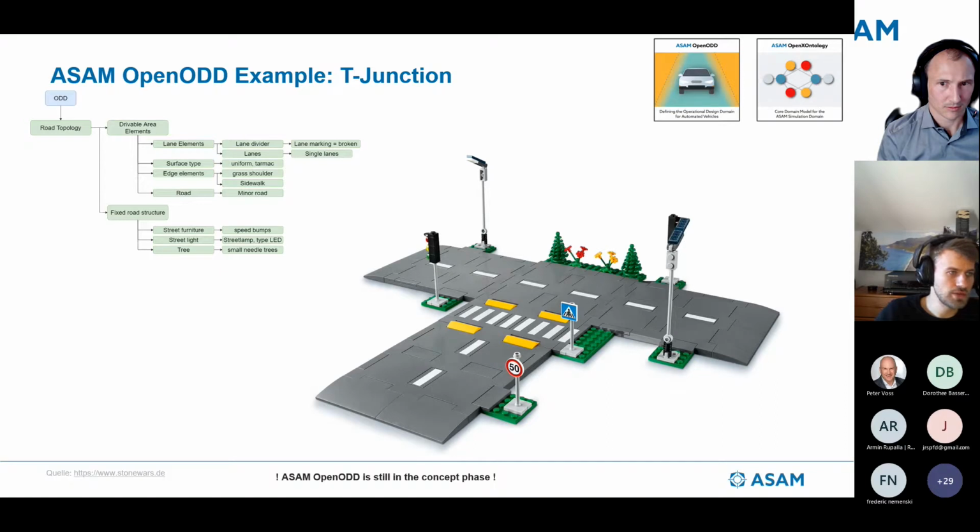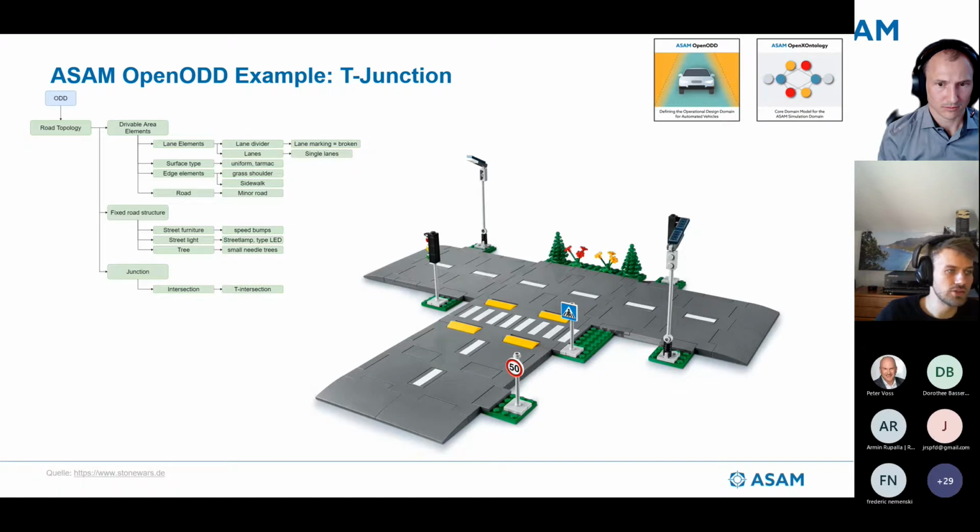And we can continue with fixed road structures. So we have street furniture like the speed bumps, the street light. As we can see here, we have a street lamp of type LED. That could make a difference because usually they use a certain frequency. And we have trees, and here we have small needle trees. So we put all of this together in our ontology.